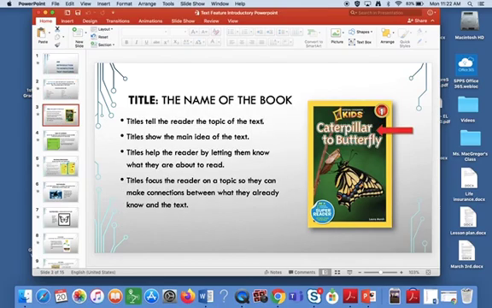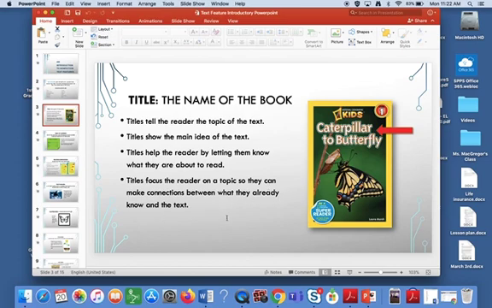So the first one is title, which is the name of the book. So you can see on this book right here, it shows the title. Titles tell the reader the topic of the text. Titles show the main idea of the text. Remember, main idea is what the book is mostly about in a few words. Titles help the reader by letting them know what they are about to read. And titles focus the reader on a topic so they can make connections between what they already know and the text.